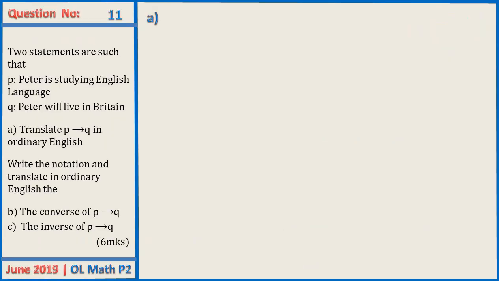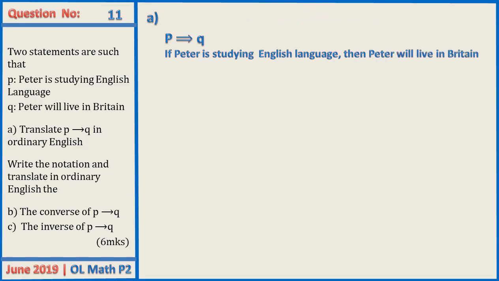Question 11. 2 statements are such that Peter is studying English is P. Peter will live in Britain is Q. Translate P implies Q in ordinary English. This is a conditional statement and it's an implication. P implies Q is, if Peter is studying English language, then Peter will live in Britain.